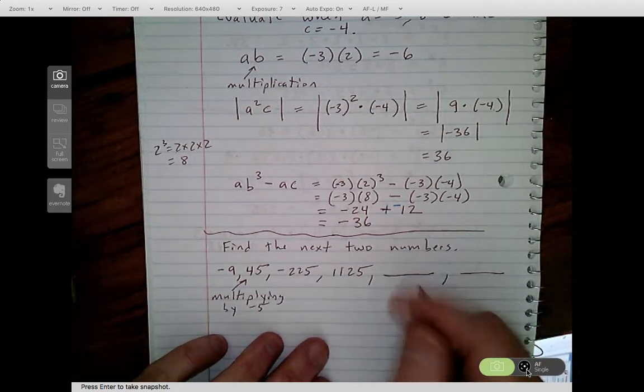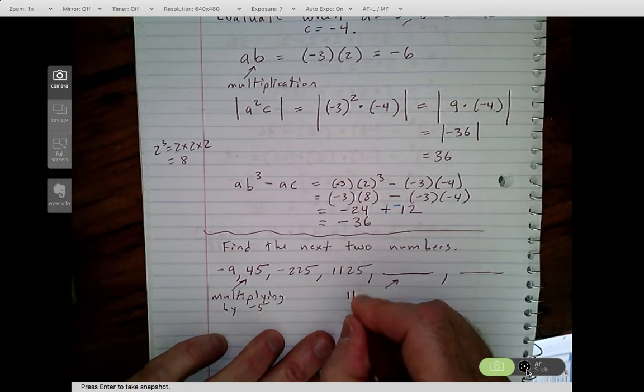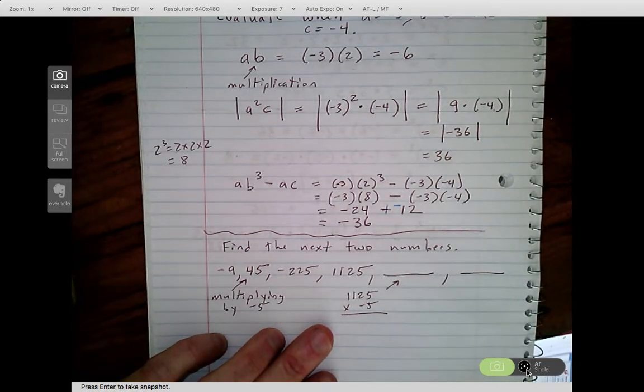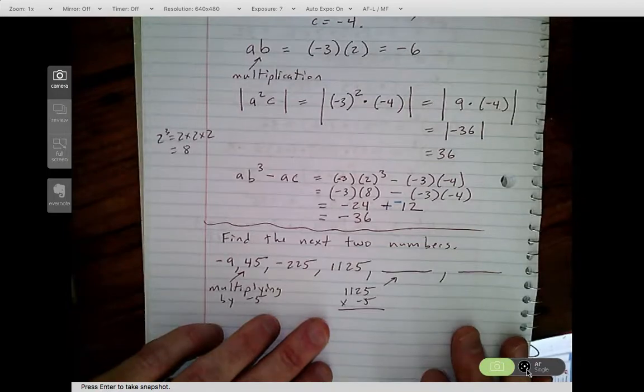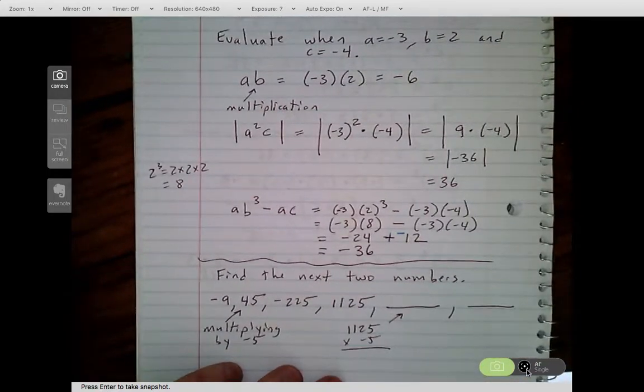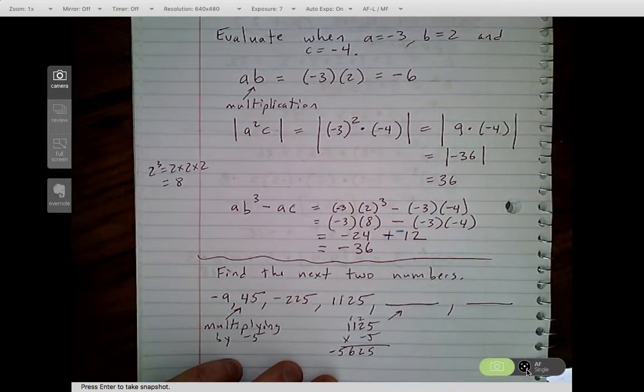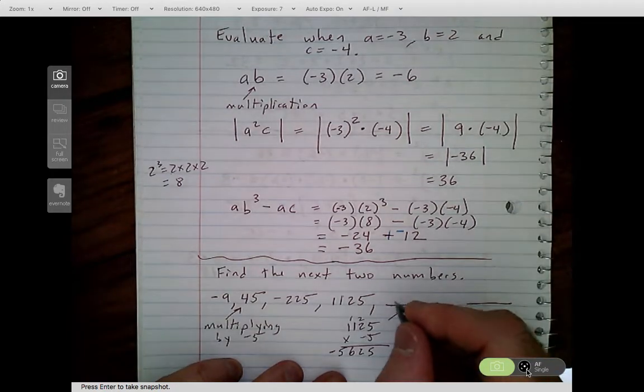So to get this guy, this is 1,125 times negative 5. Okay, so we got to work that out there. So let's see, 5 times 5, 25. 5 times, put the 2 up here. 5 times 2 is 10, plus 2 is 12. A 1 there. 5 times 1 is 5, plus 1 is 6. 5 times 1 is the 5. And it's multiplying by a negative, so it's negative 5,625.